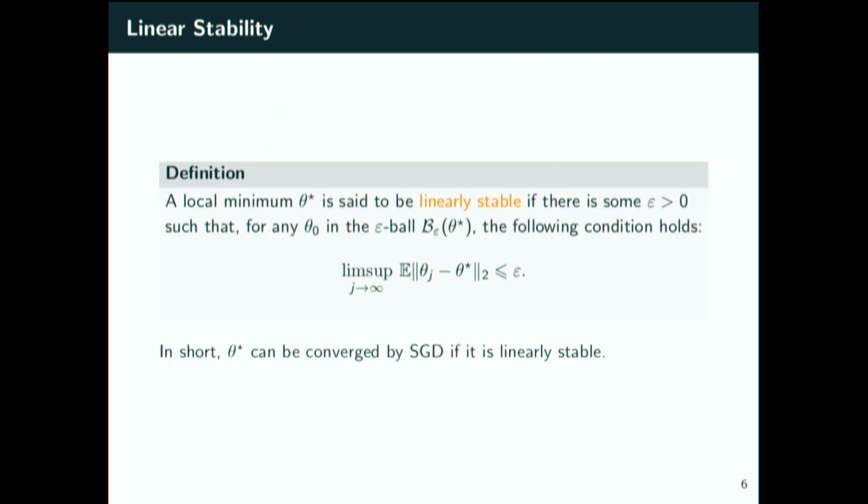Lastly, in order to state our results, we'll need the notion of linear stability. We say that a local minimum theta star is linearly stable if there is an epsilon such that if we initialize within this epsilon ball of theta star, then throughout the SGD, in expectation, the parameter will lie within this epsilon ball. In short, if it is linearly stable, theta star can be converged to by SGD.